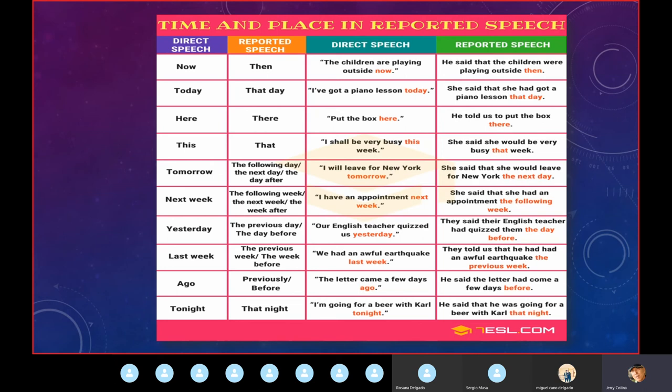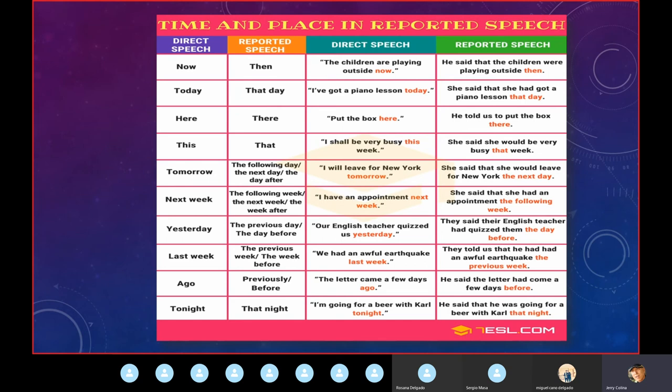Next week becomes the following week or the next week or the week after. If you observe on the right hand, you'll see examples, right? I promise I will send you the chart. Yesterday, in the reported speech, becomes the previous day or the day before. You can choose any of the two because both are right. Last week becomes the previous week or the week before. Ago normally becomes previously or before.